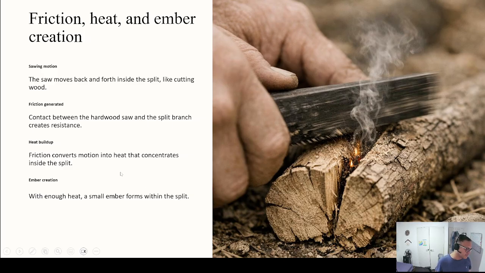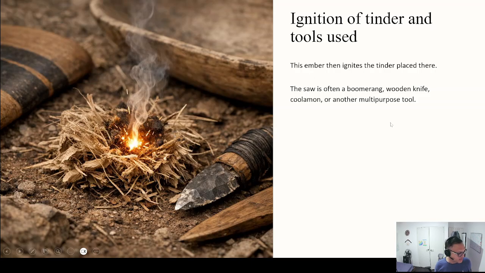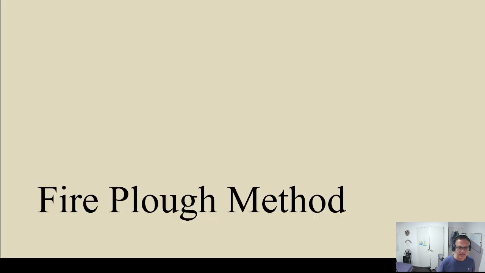Okay. With enough heat, a small ember is formed, which can be put in a tinder bundle and the fire is generated. So, saw motion, drill motion. So fire saw method, fire drill method. Then the ember ignites the tinder, which is common in everything. The saw can be a boomerang, could be a wooden knife, could be a kulaman, or another multi-purpose tool. Okay. So that's the saw method.